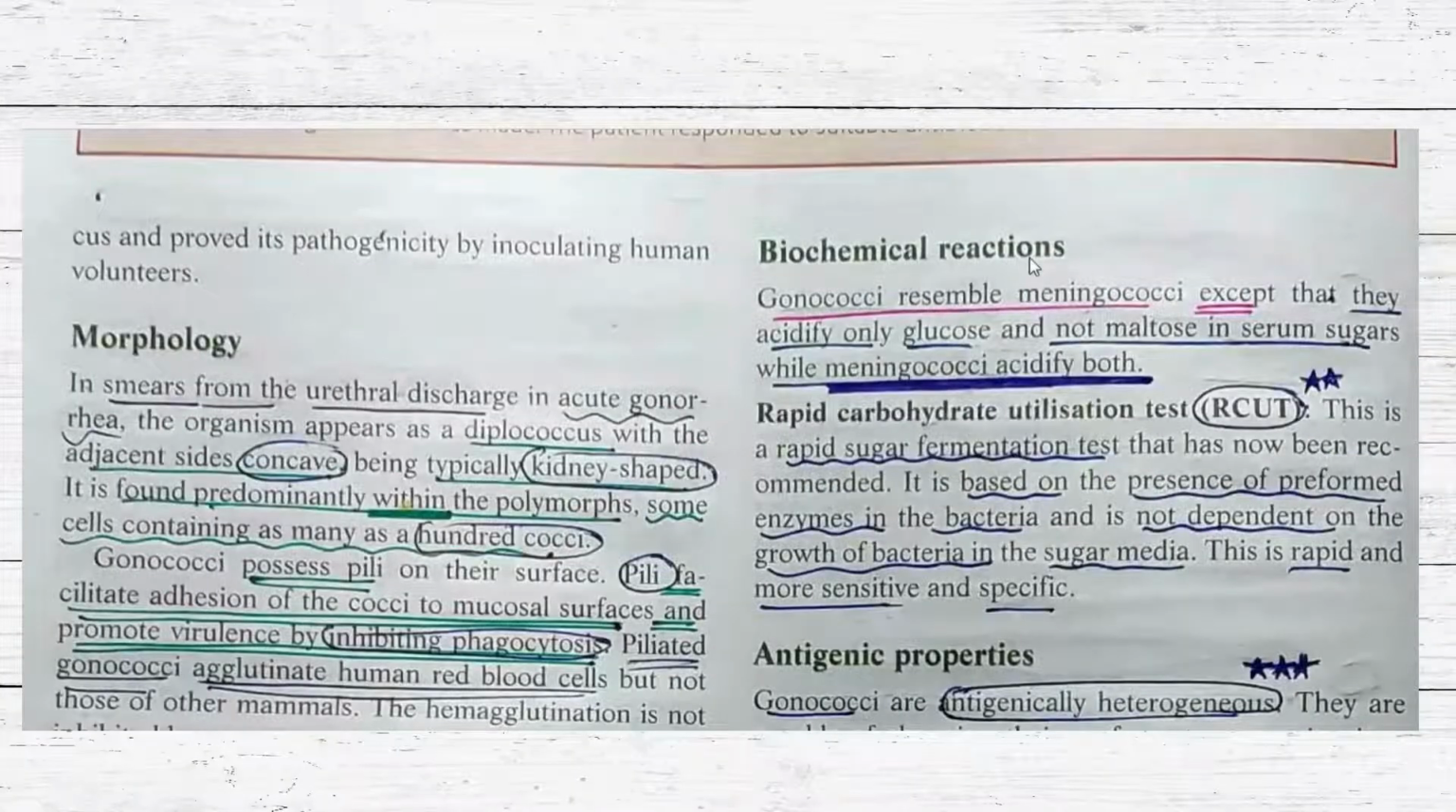Now we can go to the biochemical reactions. If you compare it with Neisseria meningitidis, almost the biochemical reactions are the same, like the oxidase test, which gives a positive result. If you add 1% solution of the oxidase reagent, you will get deep purple colonies. So gonococci resemble meningococci, except it's going to acidify only glucose and not maltose in serum sugars. But you will see that meningococci are going to acidify both.